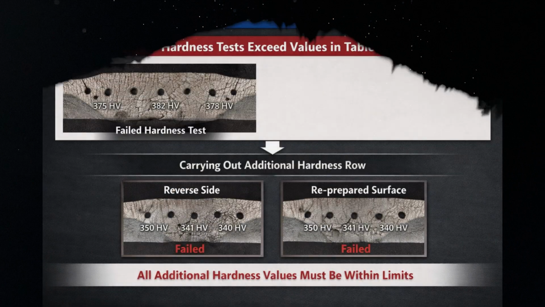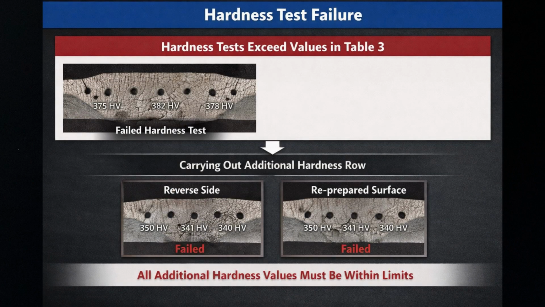Hardness test failure. For hardness tests, if there are single hardness values in different test zones that exceed the values indicated in Table 3, an additional row of indentations may be carried out. This additional row may be on the reverse of the specimen or after sufficient preparation of the tested surfaces. None of the additional hardness values in this extra row shall exceed the maximum values in Table 3. If any do, the test has failed.